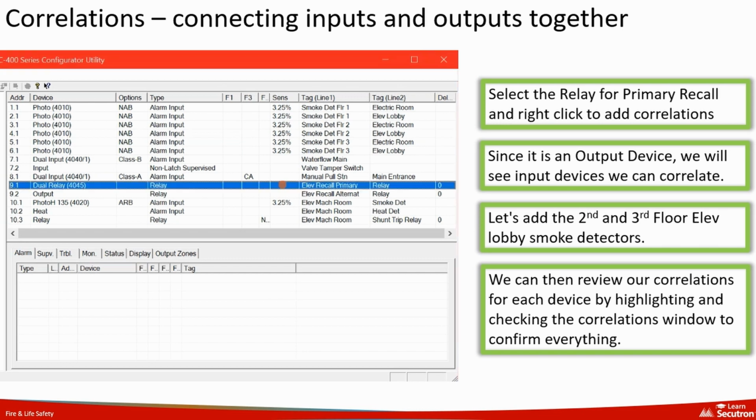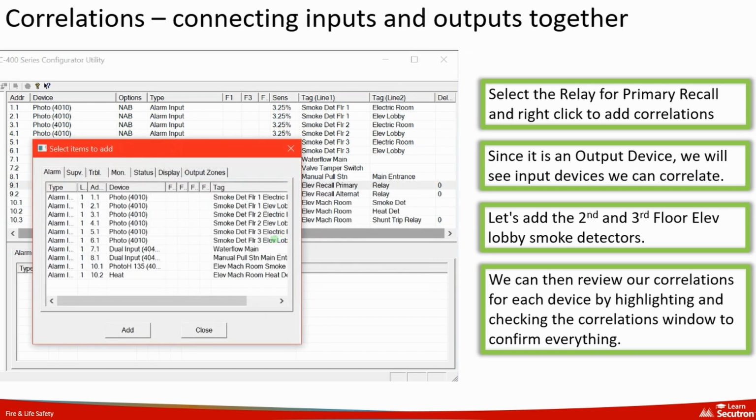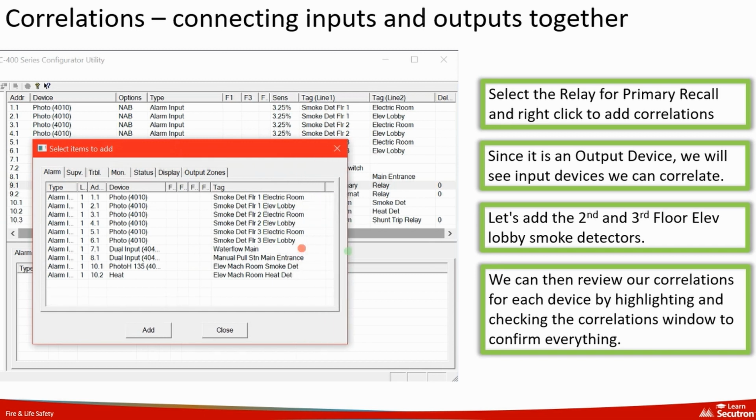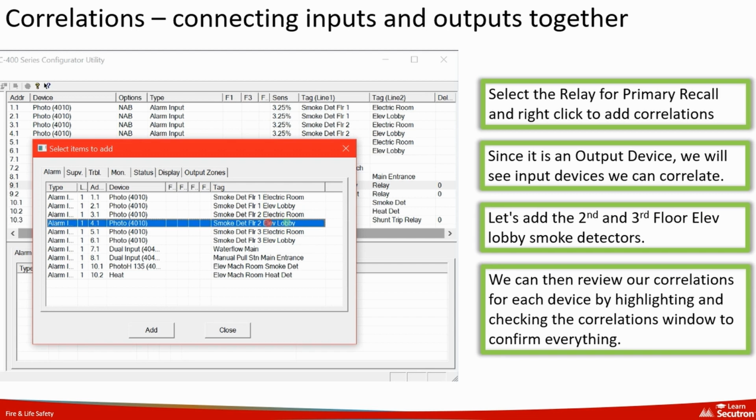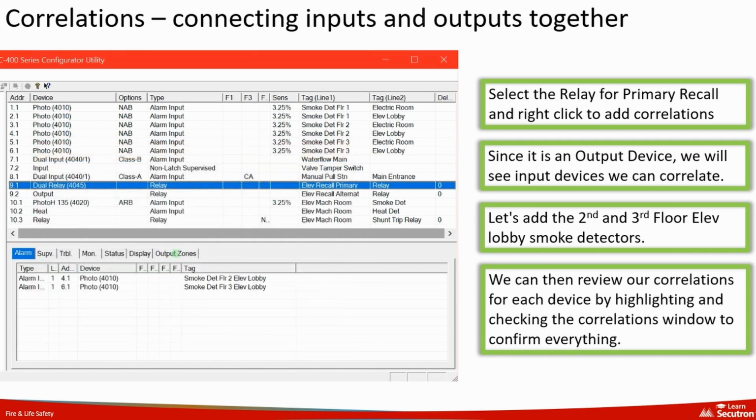Select the relay for primary recall and right-click on it to select Add Correlations. Since it is an output device, we will see input devices that can be selected for correlating. Let's add the second and third floor elevator lobby smoke detectors. Once we have done this, we can then review our correlations for each device by highlighting and checking the correlations window to confirm everything.